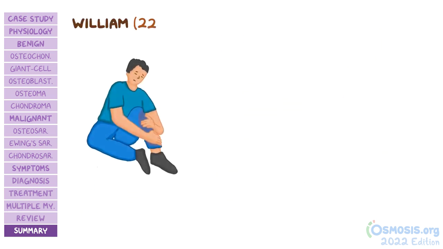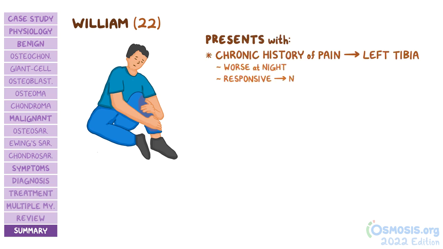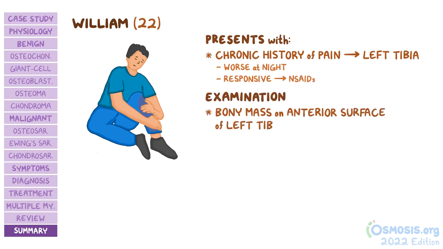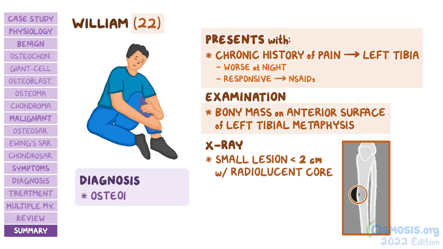William, who is 22 years old, also presents with a chronic history of pain, this time along his left tibia, a problem which is worse at night but responsive to NSAIDs. Examination revealed a bony mass on the anterior surface of the left tibial metaphysis, which was confirmed by an X-ray scan showing a small lesion under 2 cm with a radiolucent core. Given the specific features of his age, his pain, and tumor location, we can assume William's diagnosis is osteoid osteoma.